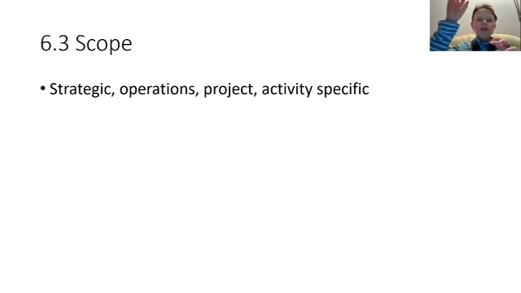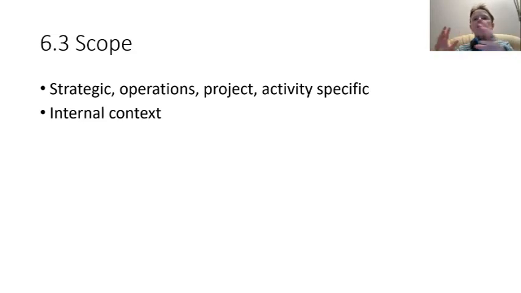Are we looking at strategic, operational? Do we have individual projects? Do we have individual topics and activities? So we're looking at risks in different ways. The internal context makes sure our management of risk takes into account the business that we are, the type of activities that we do, where we're located, who our customers are, etc. So looking at that internal and external context.